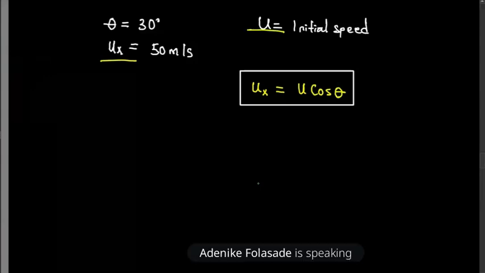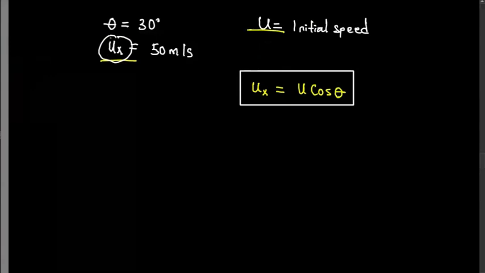Please, can you recap from that? U is equal to the initial speed. There's nothing to recap. I told you before the formula relating initial speed to its horizontal component, ux. I just gave you this formula right here. The horizontal component of the speed is given by the initial speed times cos theta. Do you understand now?